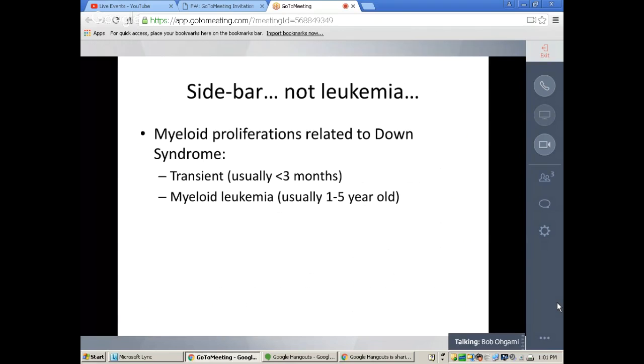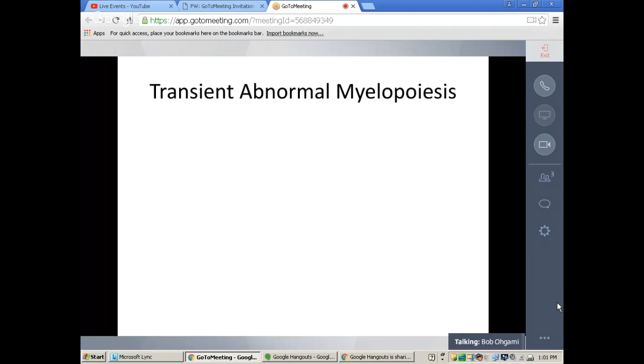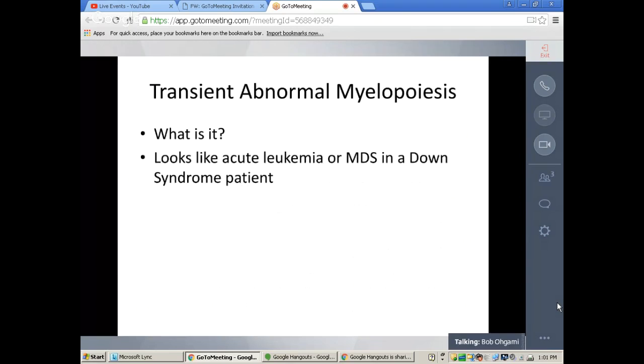It invariably will. In an older patient, 1 to 5 years old, they're going to have a myeloid leukemia that's not going to go away. It's not going to be this transient form. So it's very important to separate those things out. When it's a transient form, we call it transient abnormal myelopoiesis. So what is this? To restate it: it looks like an acute leukemia or an MDS in a Down syndrome patient, but the patient is young, less than 3 months, and that's what you're going to see.